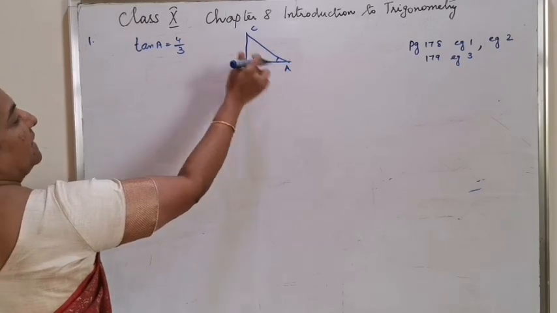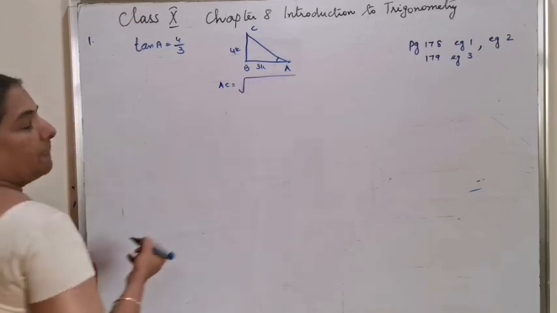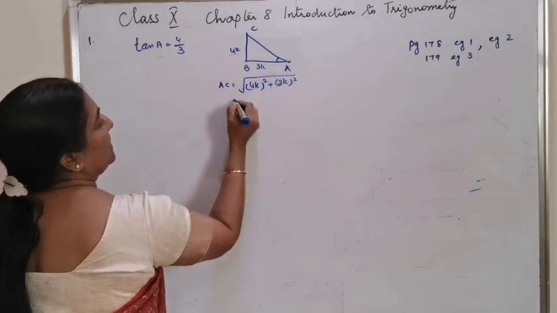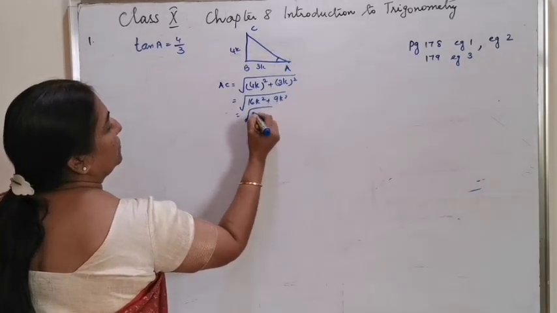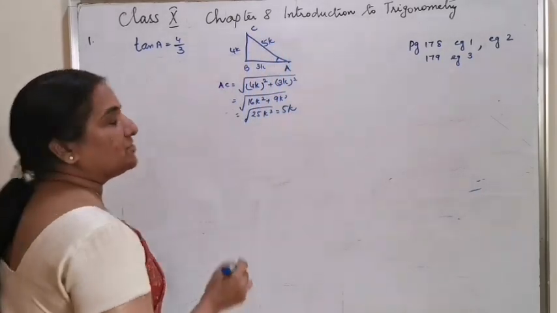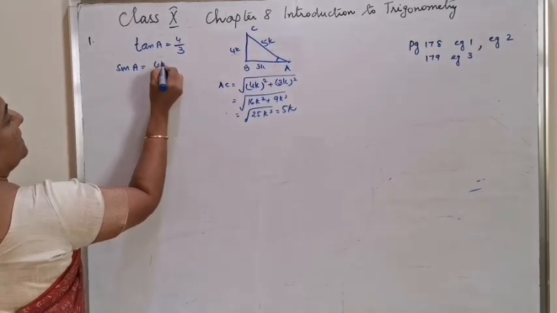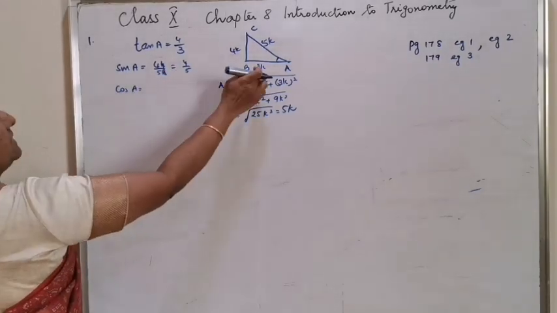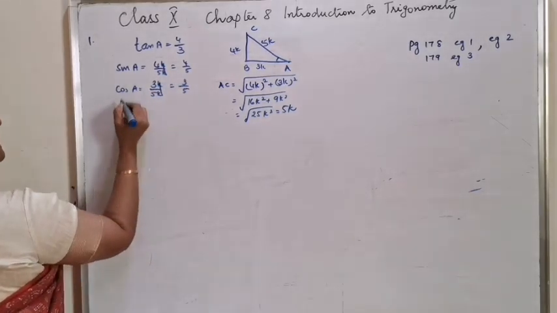Tan is opposite by adjacent. You will mark it as 4K and 3K. If you have to get the hypotenuse, it is the addition. So square root of 4K the whole square plus 3K the whole square, square root of 16K square plus 9K square. Square root of 25K square is the same as 5K. Find all the other trigonometric ratios. So the first one is sin A is equal to 4K by 5K, which is the same as 4 by 5. Cos is equal to adjacent by hypotenuse, which is 3 by 5. And tan is already given.